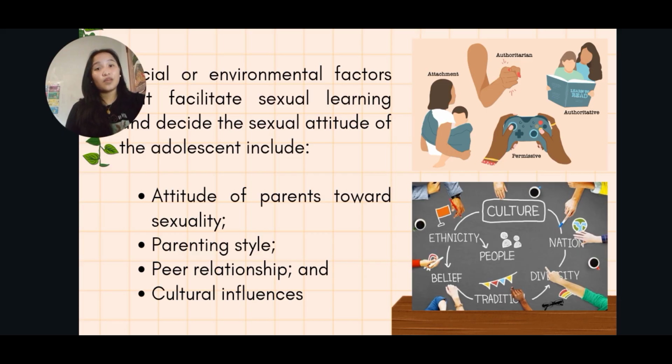So, all in all is that adolescents learn about sexuality from their surroundings. Their sexual attitudes are shaped by katong how parents talk about sexuality, katong attitude of parents towards sexuality, how they are raised, katong parenting style, what their friends say and do, katong peer relationship, and their cultural and societal environment. All these factors work together to influence how teens understand relationship, boundaries, and their own sexual identity.